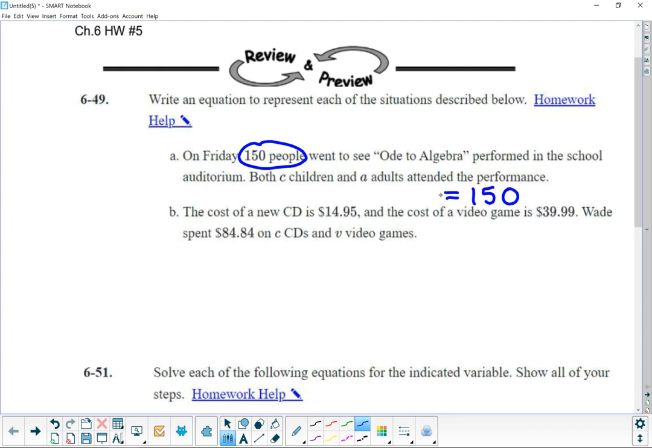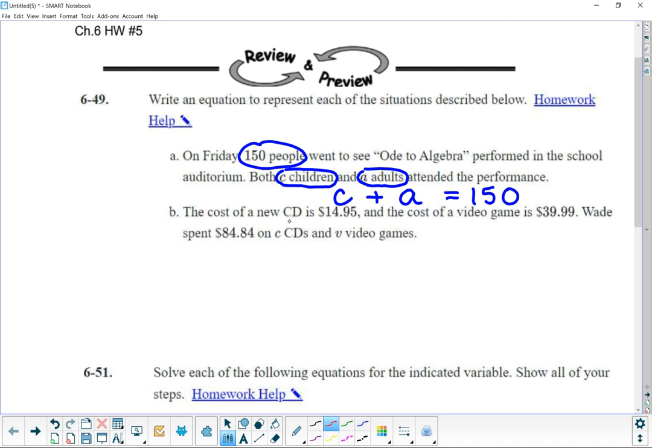150 people. Right. And then we do know that there are children, which we're going to use the letter C, and we do know there are adults, which we're going to use the letter A. So really, it comes down to children plus adults, and together it's going to total up to be 150. Okay, we don't know how many children, we don't know how many adults, but we do know that it's just C and A.